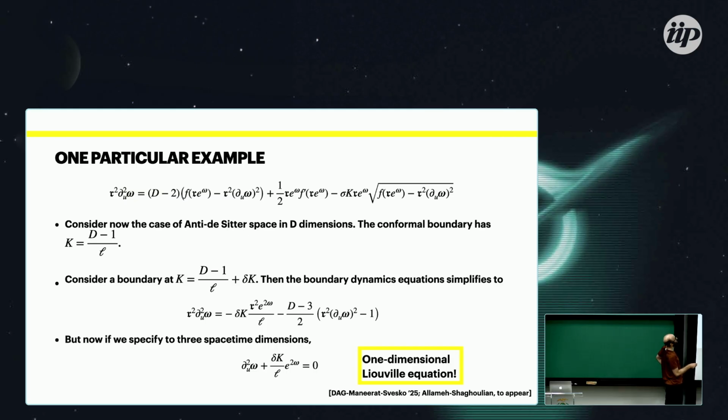But one can see that if I put here d equals 3, so now if I restrict myself to 3 dimensions, you can maybe recognize that the equation of motion for this boundary mode is the one-dimensional Liouville equation. And that one we do know how to solve. So that's nice. I think that will be mostly explored in a paper by Edgar and his student that will come soon.